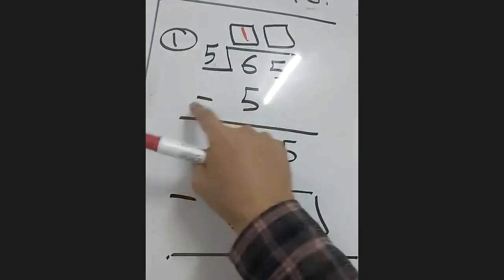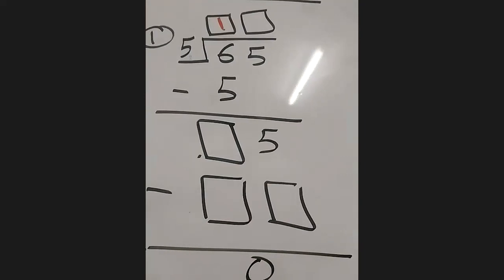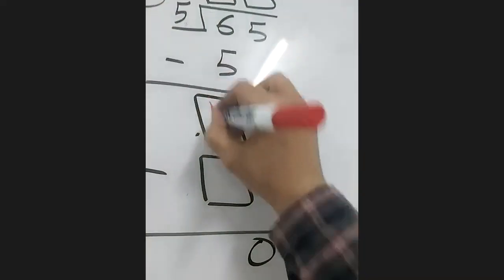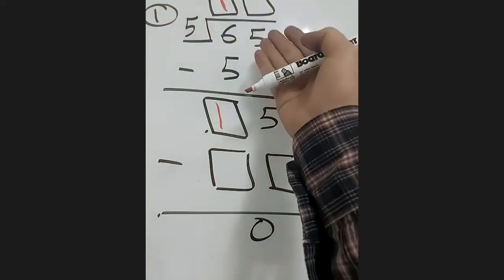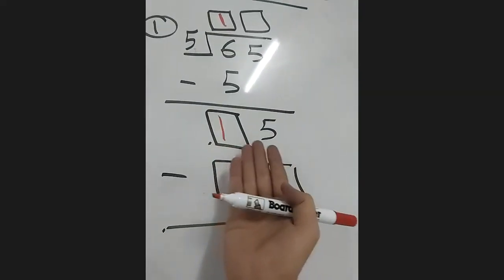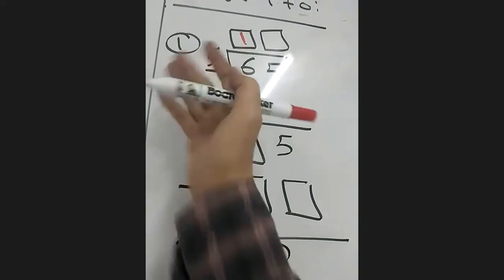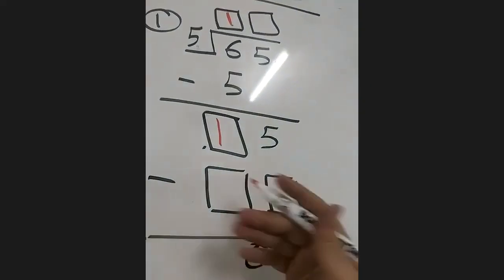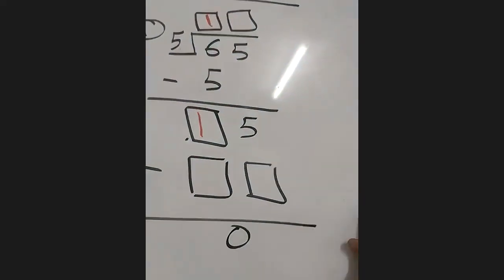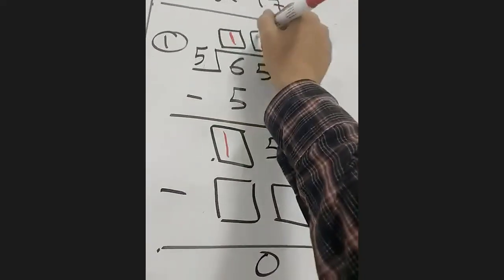Now 6 minus 5 is how much? Equals 1. Right? And now we bring the 5 down, so we have 15. 15 divided by 5, how much? Equals 3, because 5 multiplied by 3 equals 15. Where will I put the 3? Up, beside the 1.